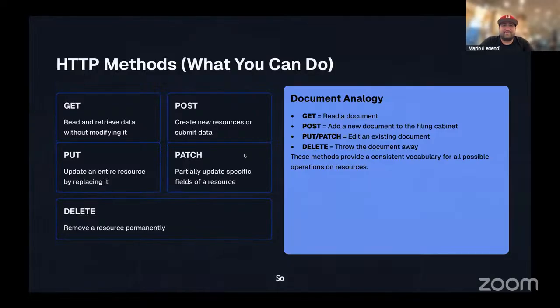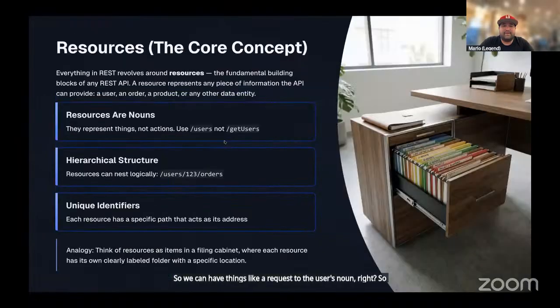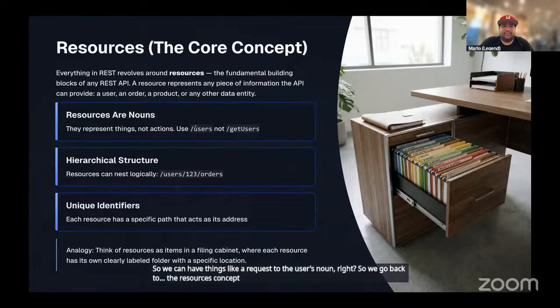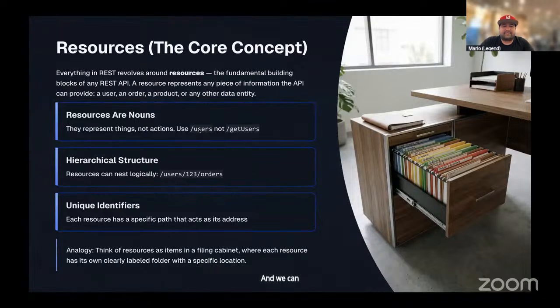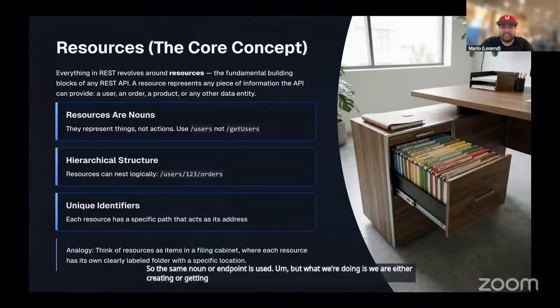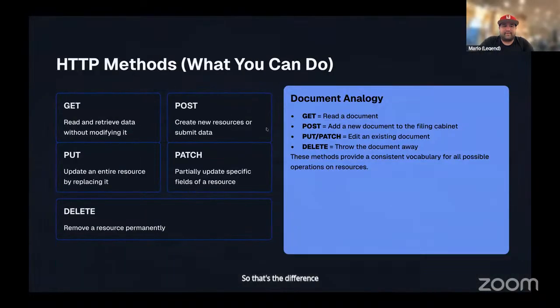So we can have things like a request to the users noun, right? We go back to the resources concept and we say users, and we can have a GET users request, which returns all users, or we can have a POST users request, which requires a body of data that then sends the information to the system to create a user. So the same noun or endpoint is used, but we are either creating or getting a user. That's the difference between the different types of HTTP methods.